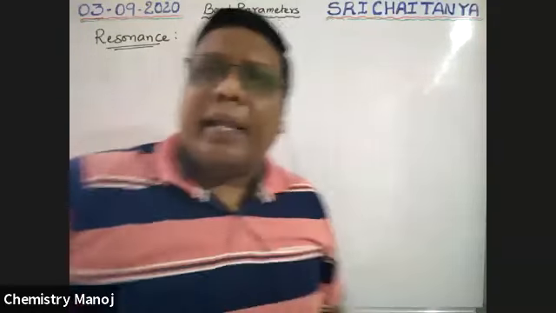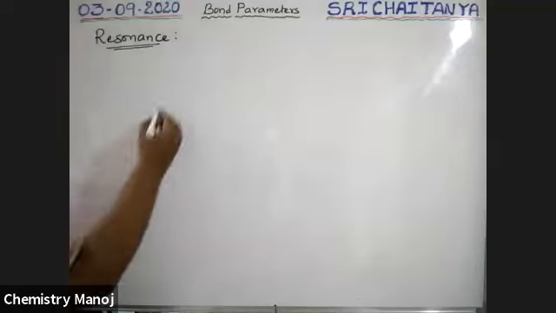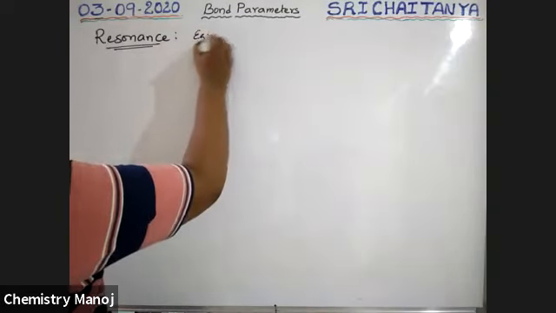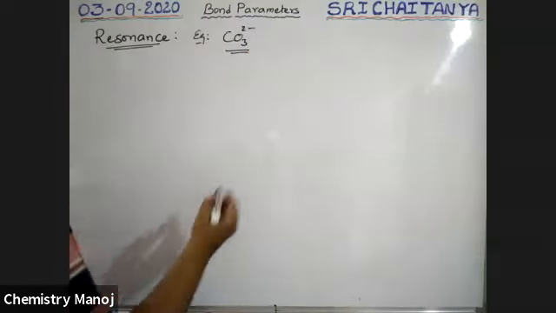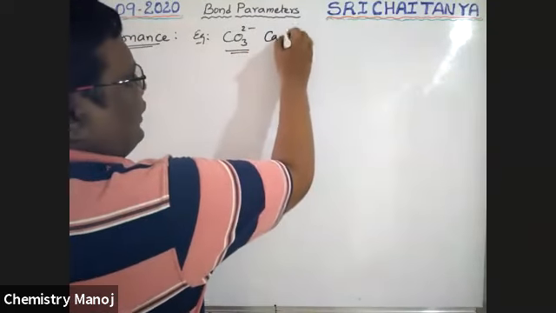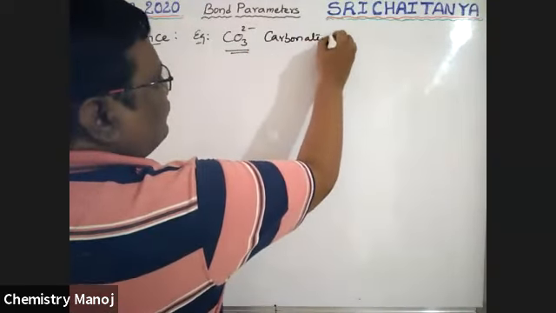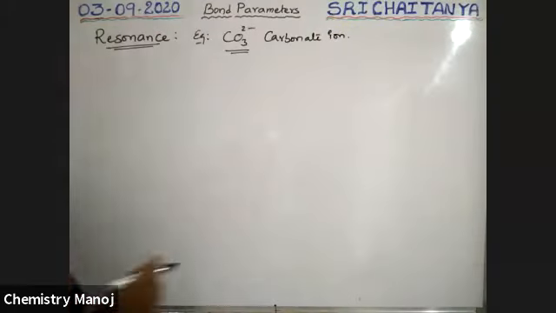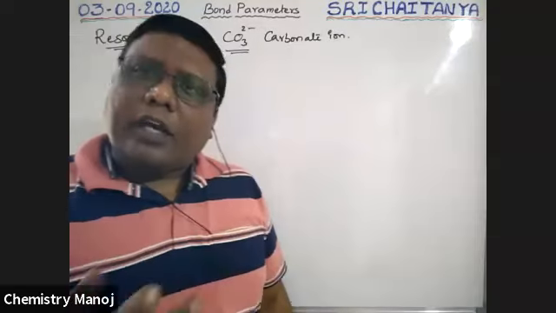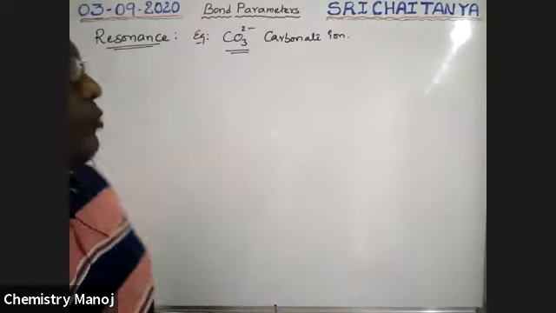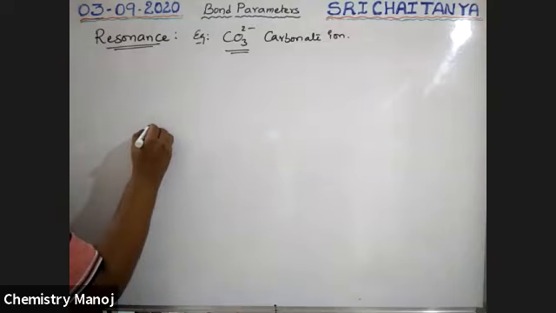So now I am taking the carbonate ion as an example. I am trying to write Lewis dot structures for this carbonate ion. Already we completed this. I am writing here, boys. So this is the carbonate ion Lewis dot structure.